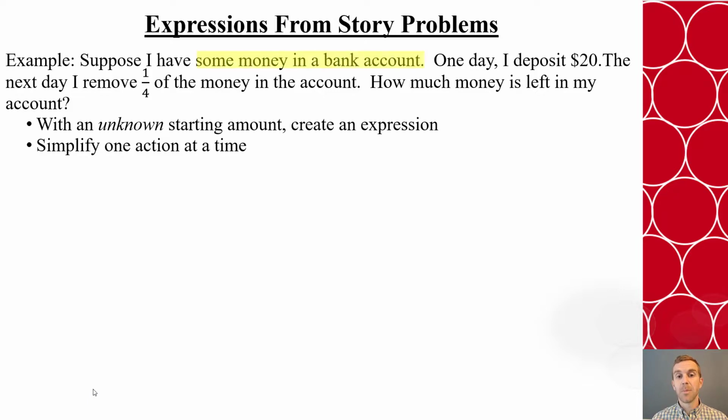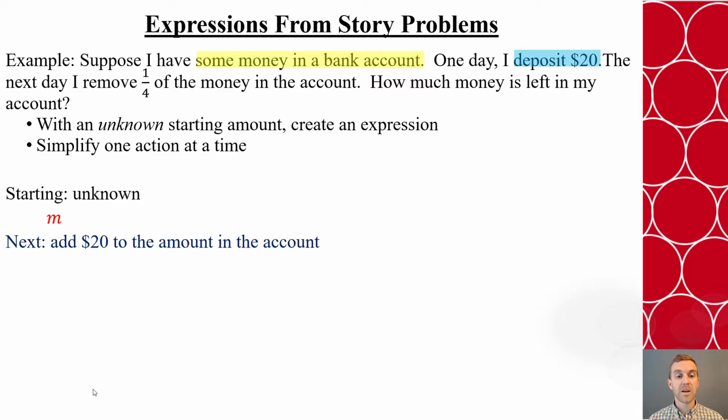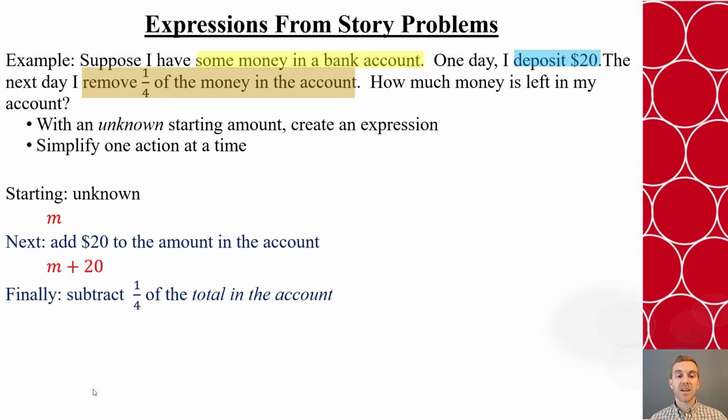So we have some money in a bank account. Again, we're going to call that M because that's unknown. Then one day, deposit $20. That's adding $20 into the account. So that's M plus 20. The next day, I remove 1/4 of the money in the account. Removing is subtracting, but I'm subtracting 1/4 of that total amount in the account. Well, what's the total amount in the account? It's the M plus 20. So I'm subtracting 1/4 of 1M plus 20.